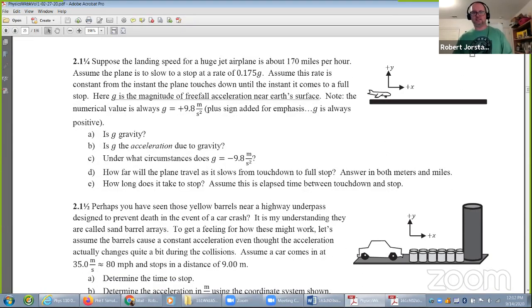So let's take a look at this one. I'm going to draw this up on the board. Hopefully you've got it there, but I'm going to do this 2.1 and a quarter, okay? 2.1 and a quarter. And remember, at any time, you could talk to Jay in the chat if you want, or interrupt me at any time, unmute.